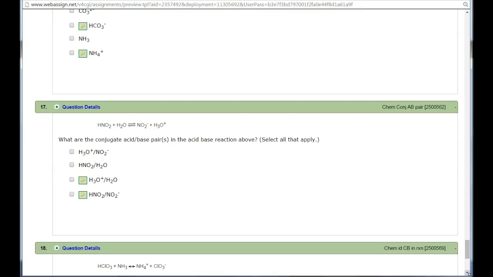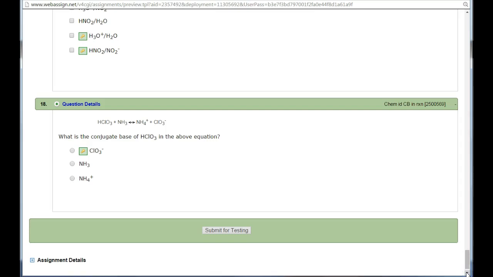Question 17. What are the conjugate acid-base pairs in the acid-base reaction above? Select all that apply. So again, the acid-base pair has to differ by one H. It can't differ by anything else. I think I have repeating questions in here. How silly of you, must say. That one has an N in it, that one doesn't, so it can't be the answer. This one again has an N, that one doesn't, it can't be the answer. These ones do differ by one H, and that one differs by one H. So those two are the answer.